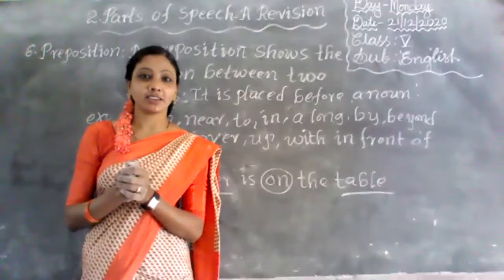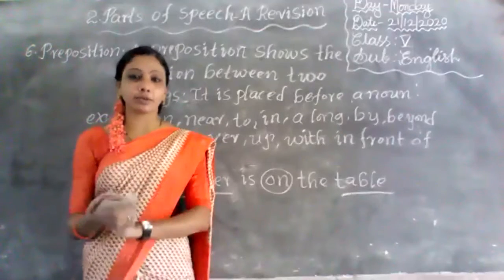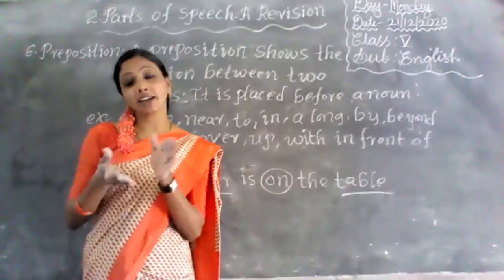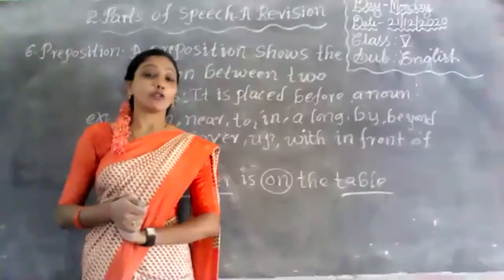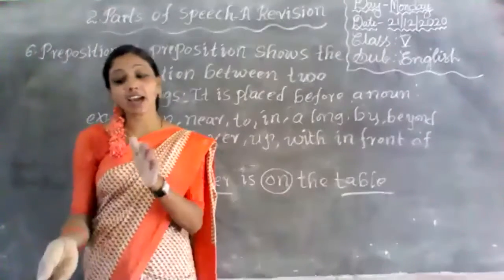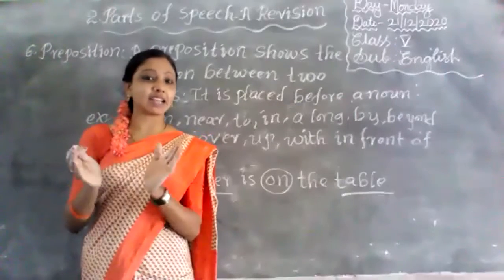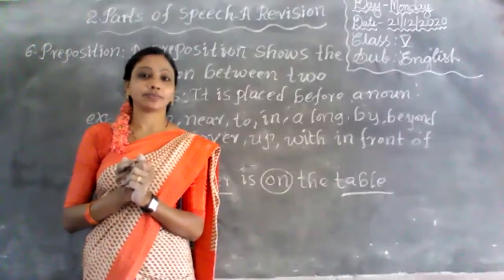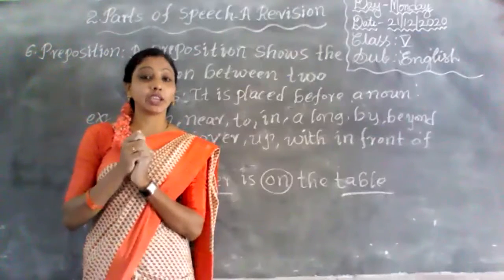Is it clear? For example, there is a cat under the table. Where is the cat? The cat is under the table. What is the relation between the cat and the table? The cat is sitting under the table. Under is the preposition here. Did you understand? Under.